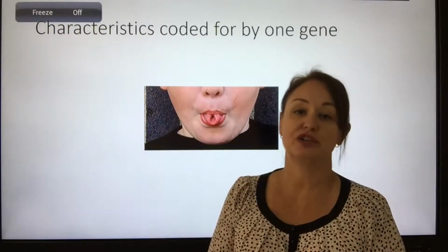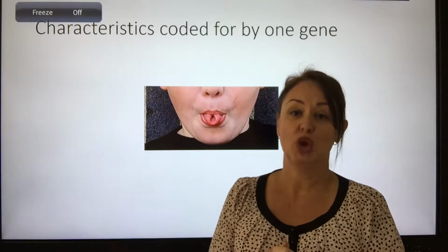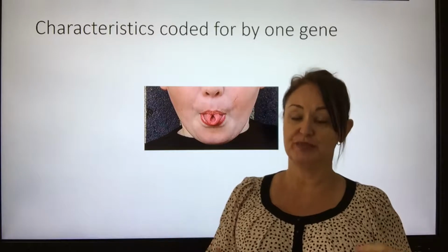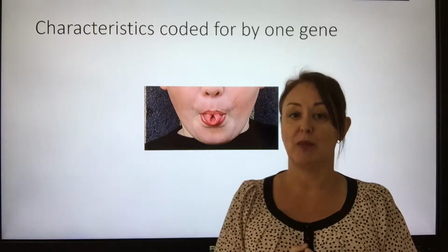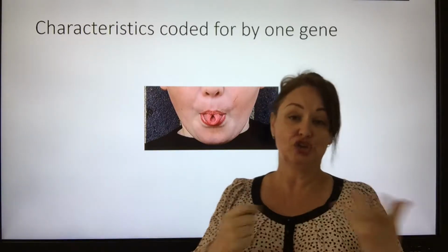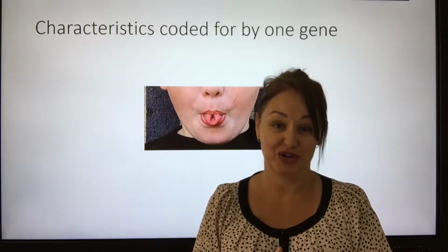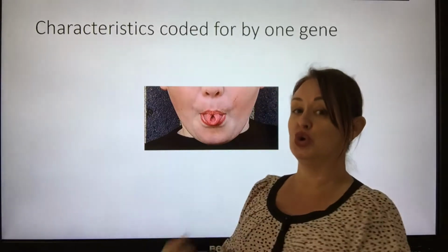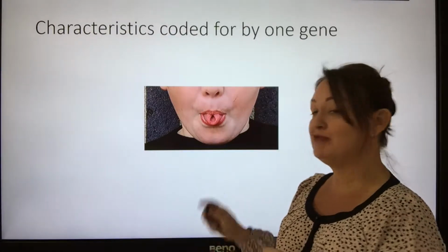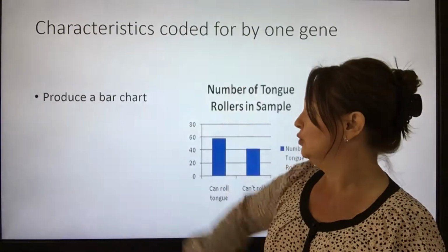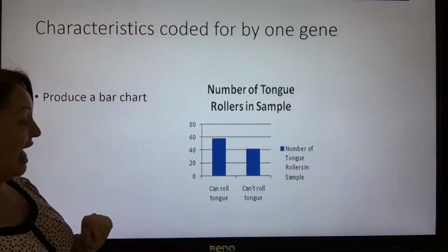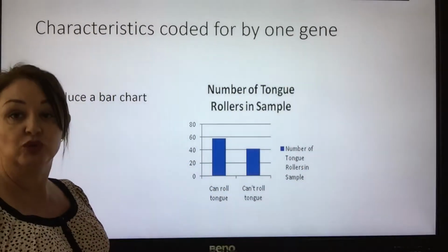Some characteristics are coded for by just one gene. When they're coded for in that way, you either have it or you don't. An example is tongue rolling. Some people just can't do it and it looks really funny watching them try, but it's because you've either got the gene or you haven't. Now, if we were representing that on a graph, we would use a bar chart. It's as simple as that. You either can or you can't.